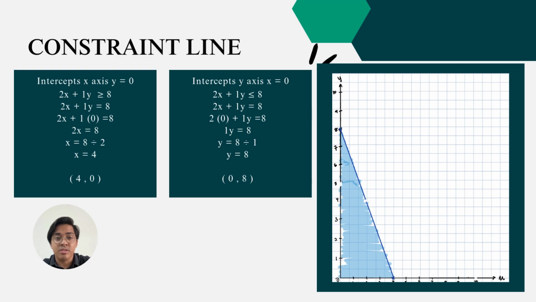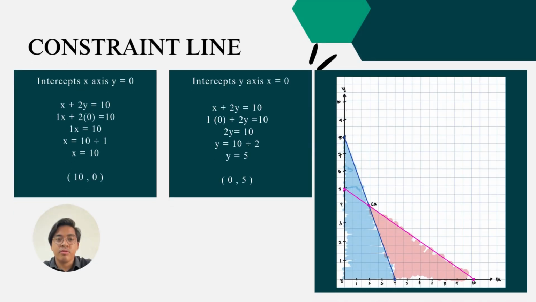The shaded blue region shows the area that satisfies the inequality 2x plus y is less than or equal to 8. All the points in this region make the inequality true, and this becomes part of our feasible region when solving linear programming problems.